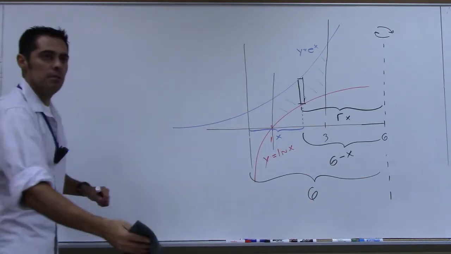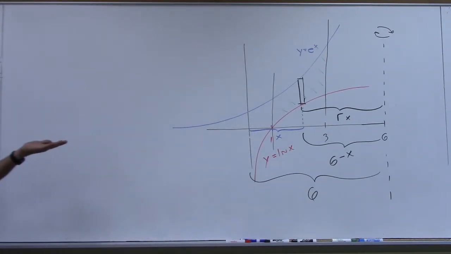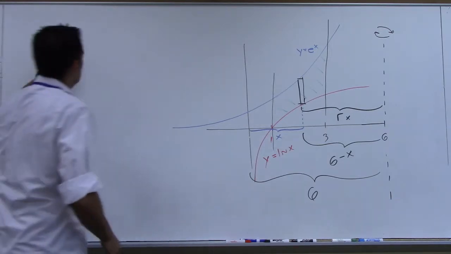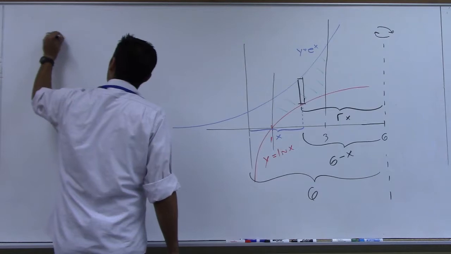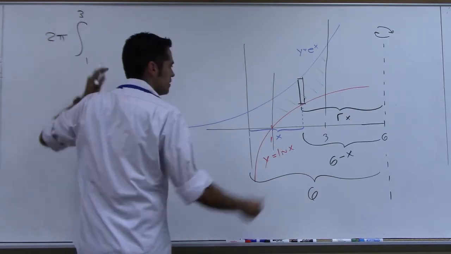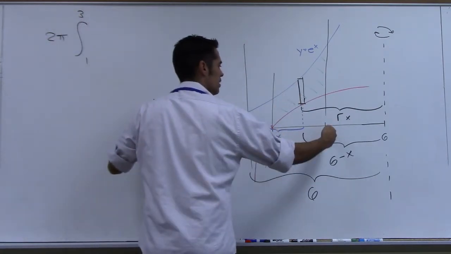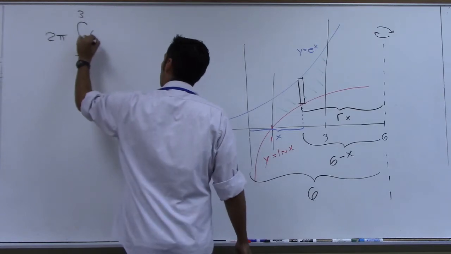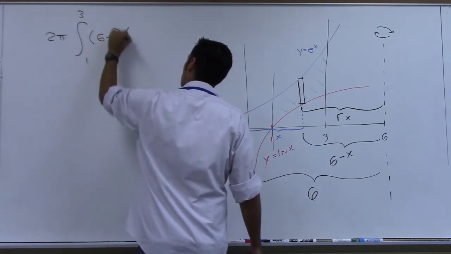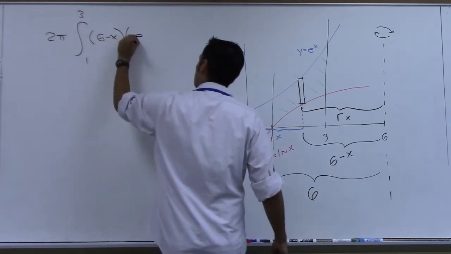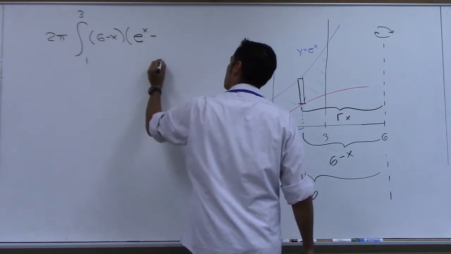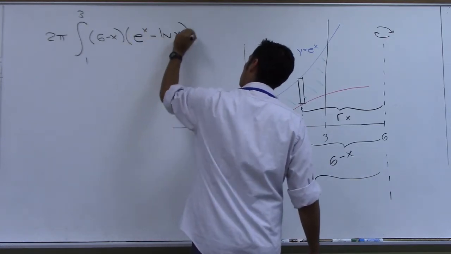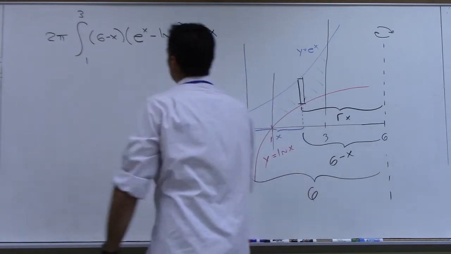Okay, I hope that helped a little bit. That one is pretty much the exact same problem that we just did, different functions. So 2 pi integral from 1 to 3, that's the bounds on x, 1 to 3. And then I have my r of x, which was 6 minus x. And then the top function, e to the x minus natural log x, dx.